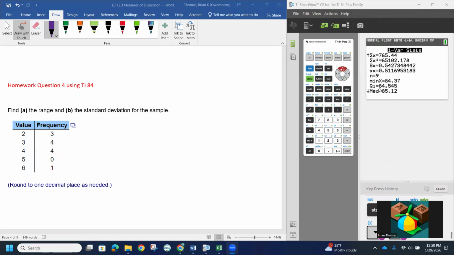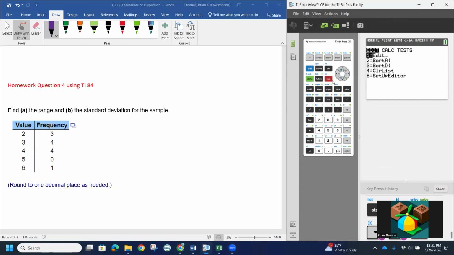So one last example. This is question 4. Again, I'm going to use the TI-84 to model this. So we want to find the range and the standard deviation for this sample. They give us the values and they also give us a frequency list. I'm going to put this in our lists as L1 and L2 to start with.